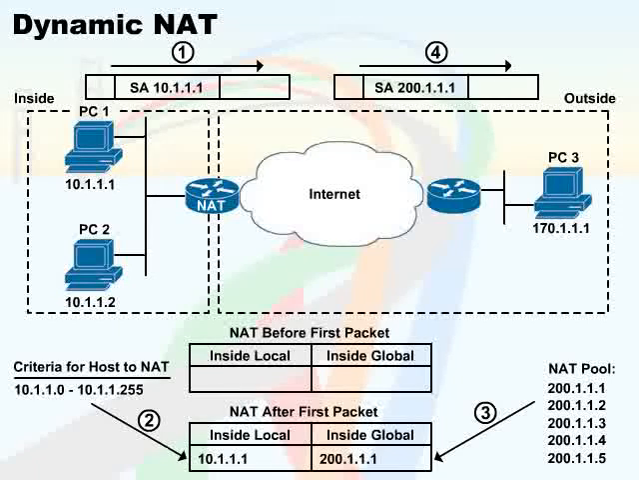Basically, the global pool of addresses should be as large as the maximum number of hosts on a network that might need concurrent access to the internet.